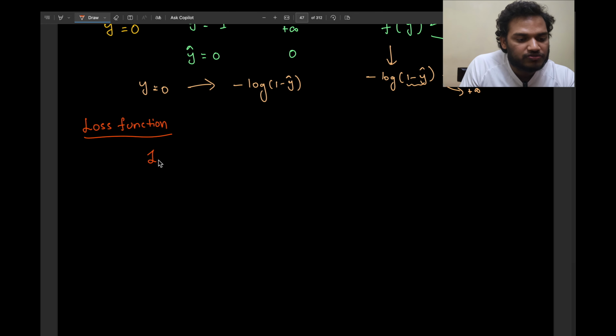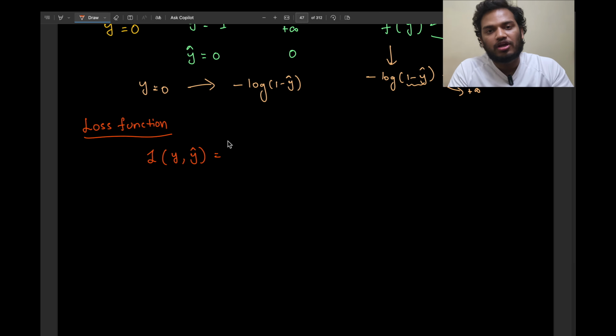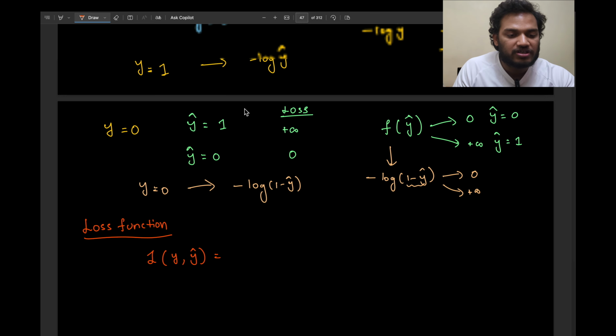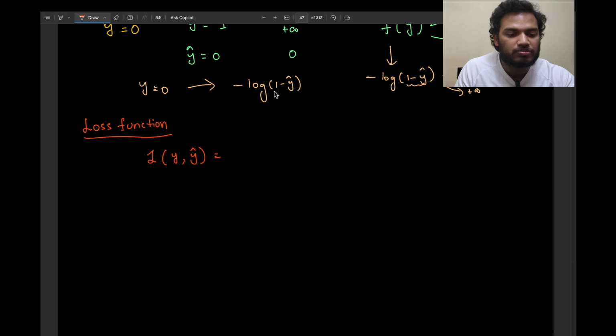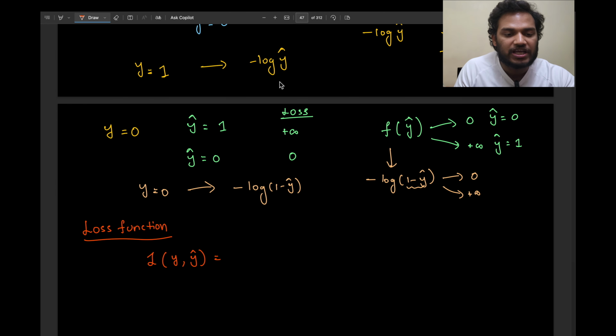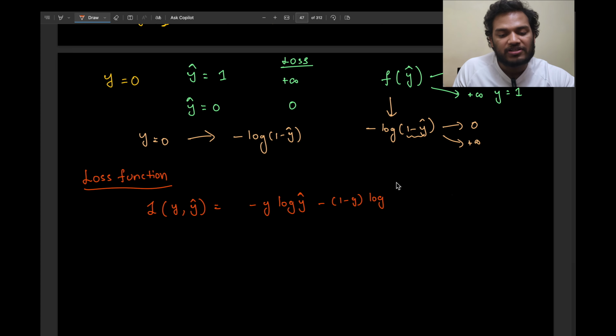What are the inputs for the loss function? The inputs for the loss function are actual output and the predicted output. So based on these two values, we'll be having one formula. In case of mean square error, the formula is like y minus y cap whole square, right? So here, the formula should be a combination of these minus log y cap and minus log of 1 minus y cap. How we'll be getting that? We can do something like this: minus y times log of y cap and minus 1 minus y times log of 1 minus y cap.